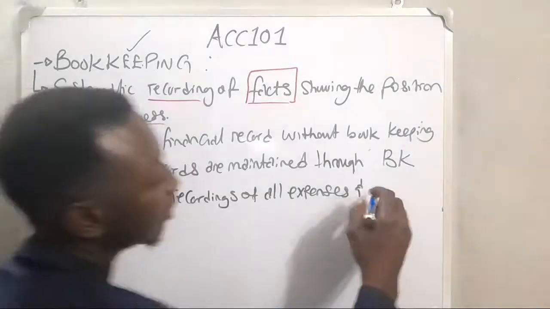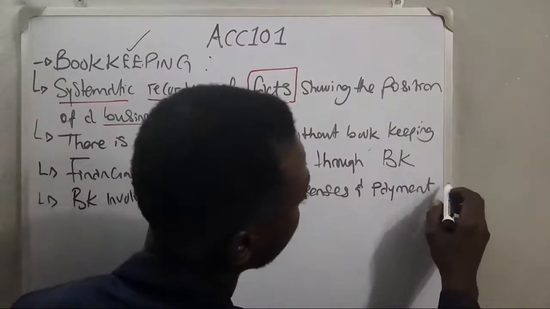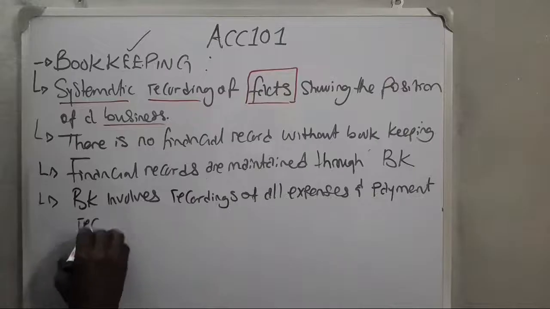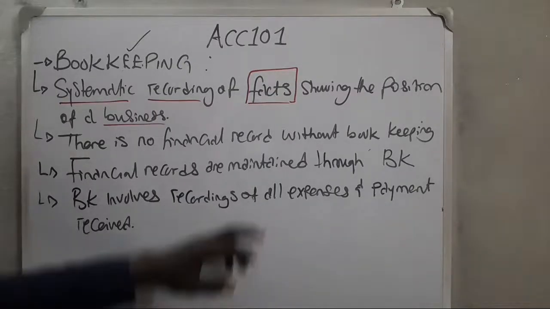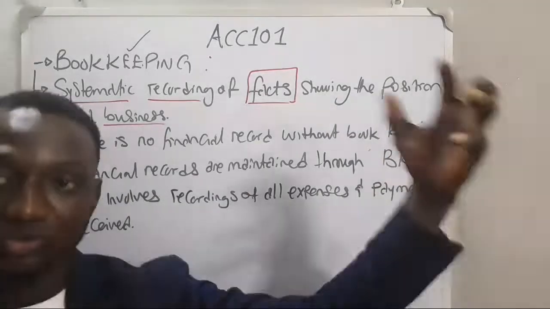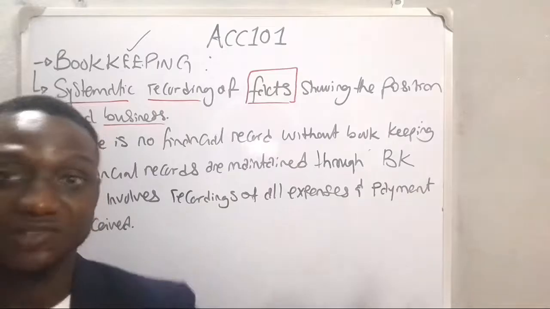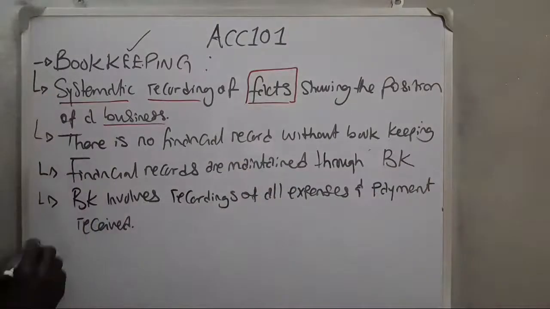And payment receipts. So basically we can say it involves money that goes out, and money that comes in. Expenses you are paying out, payment received, money you have received probably from doing a transaction. All right, so now let's take more points.